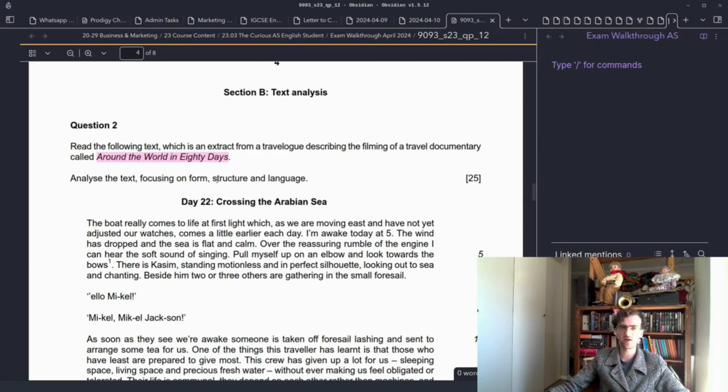Now, analyze the text focusing on form, structure, and language. Now, what does that mean?